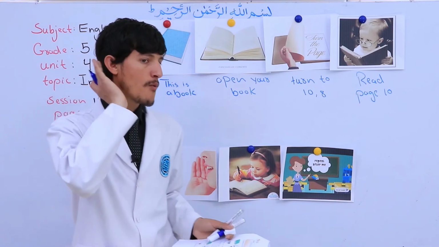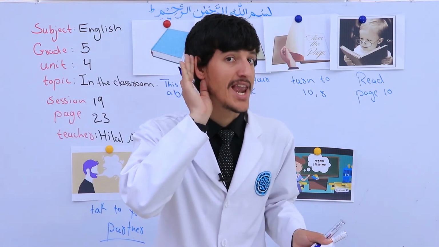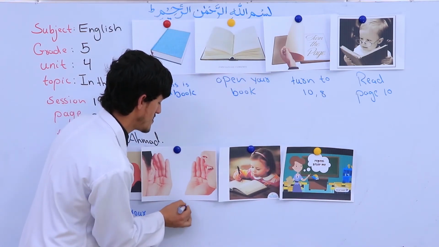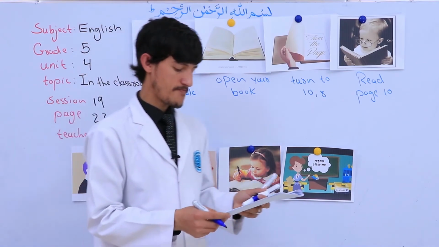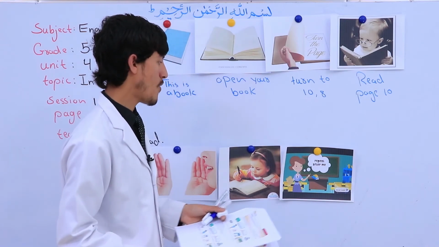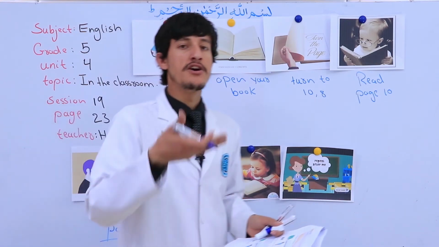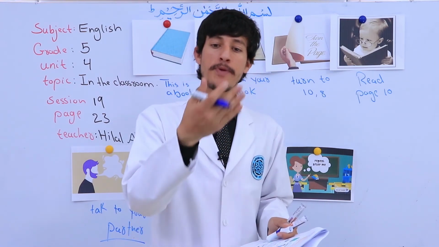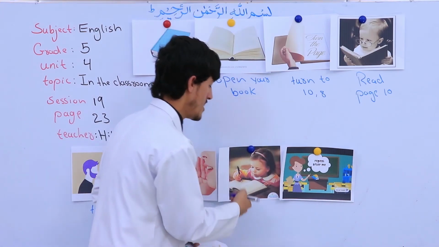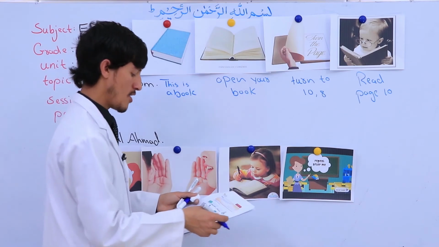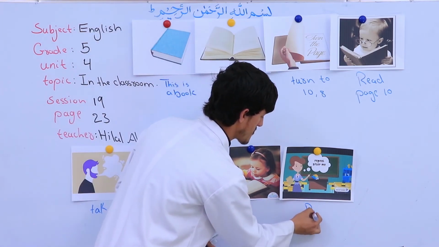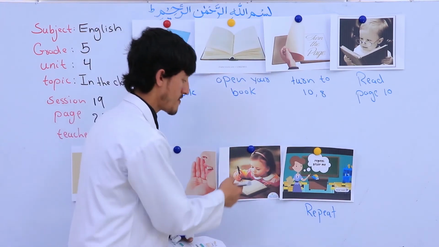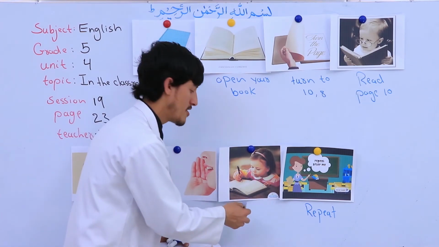The next is, what does this picture mean? Listen. What? Listen. And the next picture, it is repeat. What? Repeat. When the teacher says repeat after me. For example, I say a word, open. Repeat after me. Open. Repeat. Next picture, write. What does this picture mean? Write.